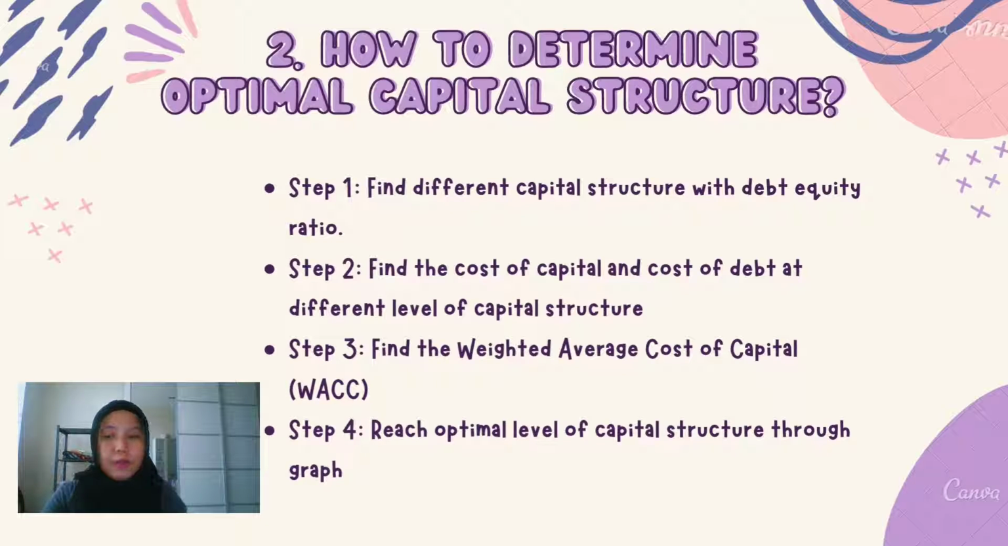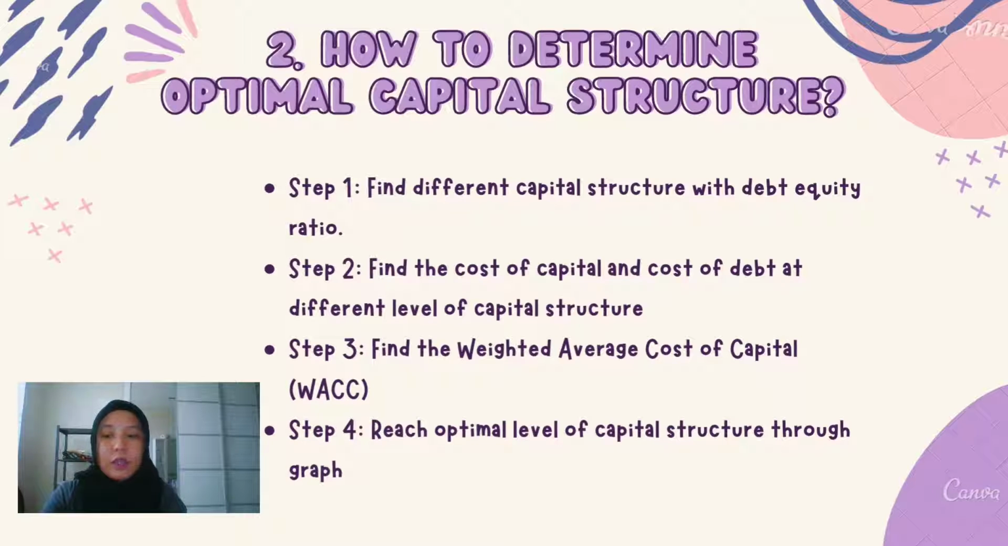To determine optimal capital structure, there are a few steps. The first step is to find different capital structures with debt equity ratios. Capital structure is the mixture of capital and debt. For example, we can take 100,000 capital and 0 ringgit debt, or we can take 95,000 capital through shares and 5,000 debt through issues of debenture. Changing the value of share capital and debt value could result in millions of different capital structures.